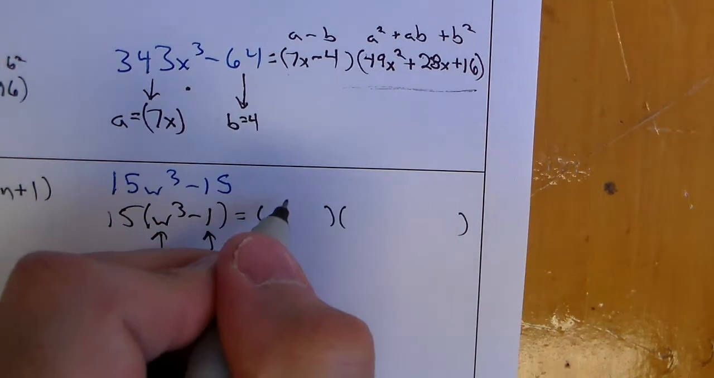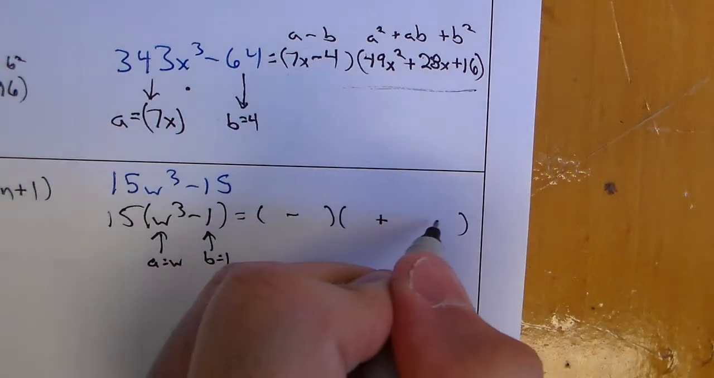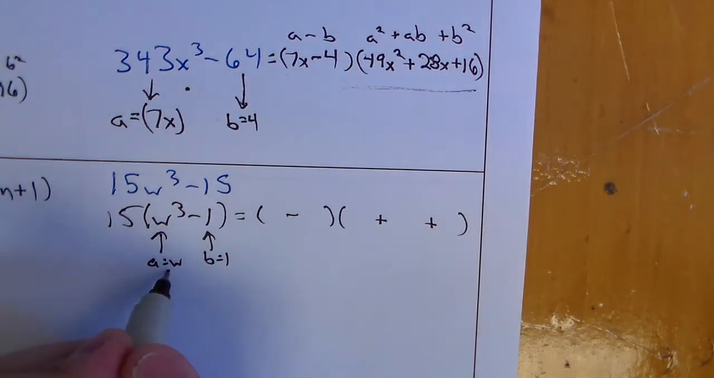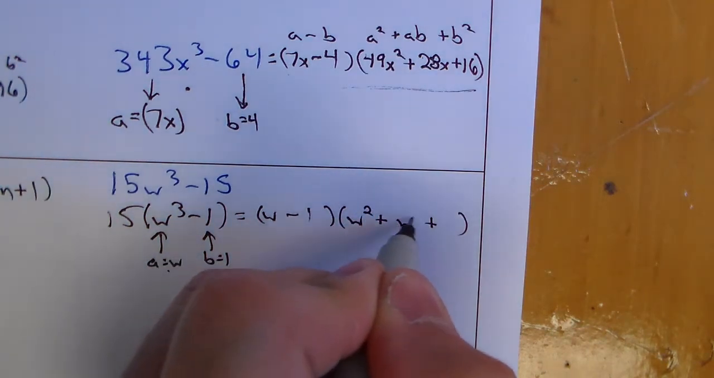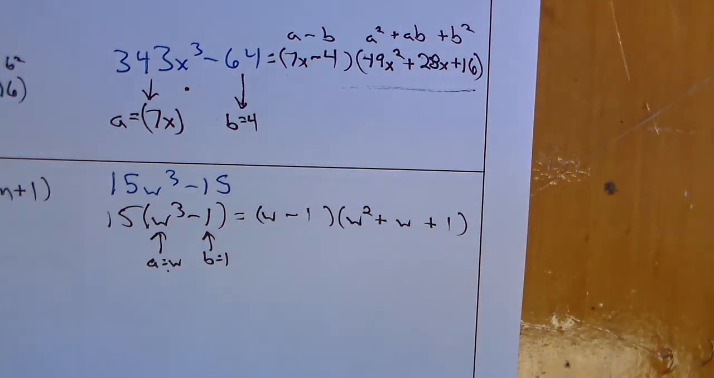So we're going to go same sign, opposite, always positive. It would be w minus 1, w squared, 1w, 1 squared.